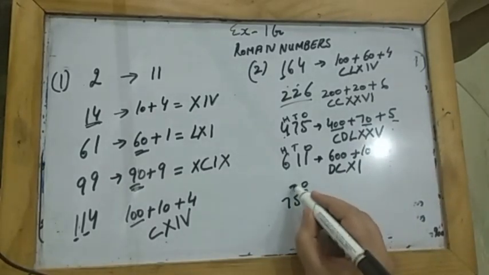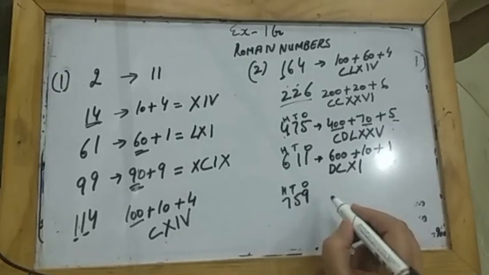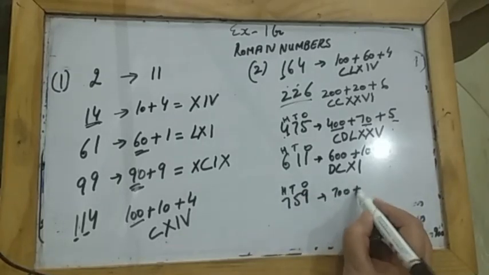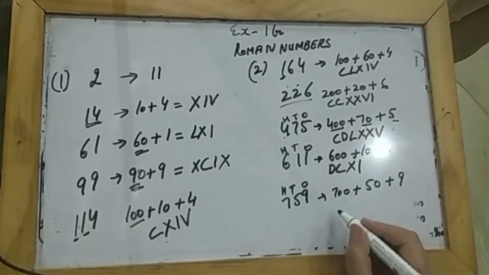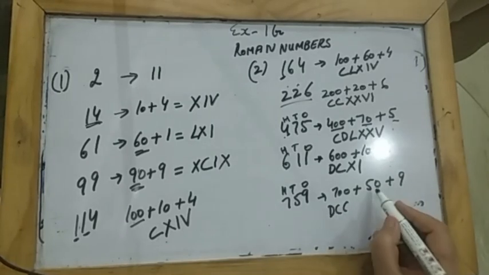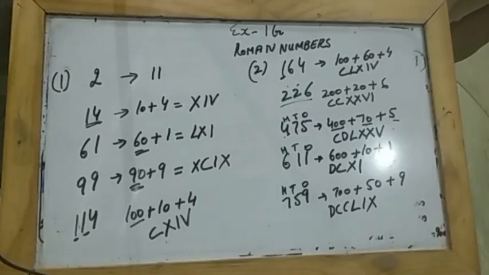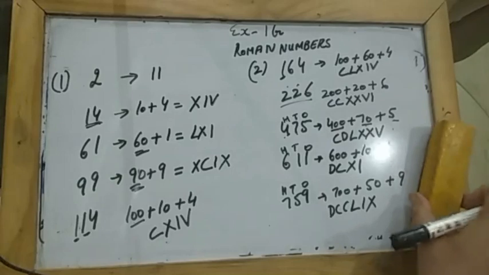Now again write this in expanded form. 700 plus 5 tens are 50 plus 9. So how do you write 700? 500 plus 100 plus 100, this becomes 700. How do you write 50? L is 50. How do you write 9? 9 is like this. So this is how you write the Roman numbers.